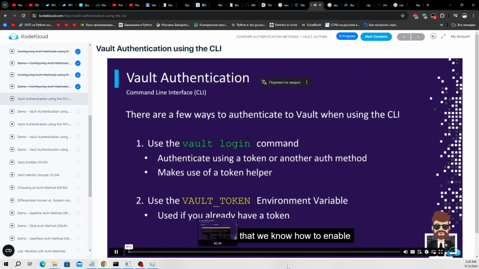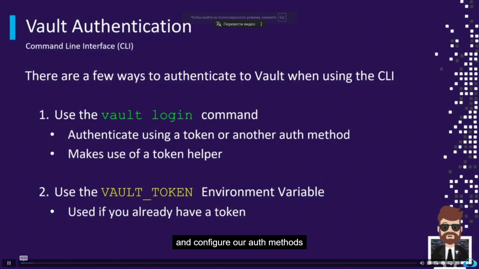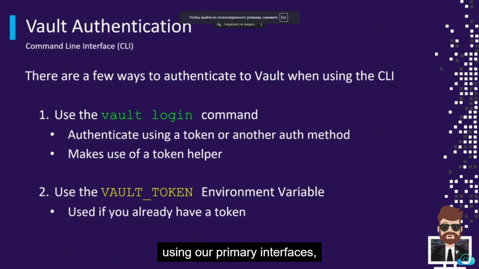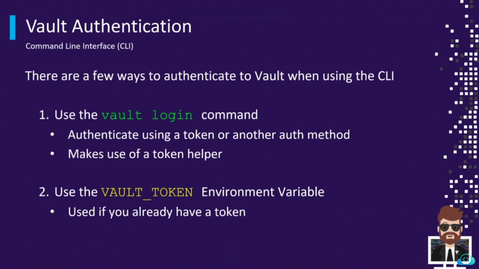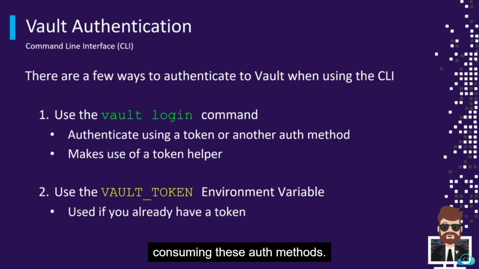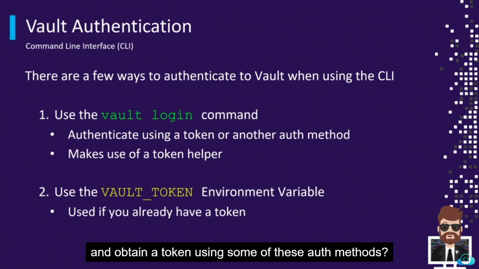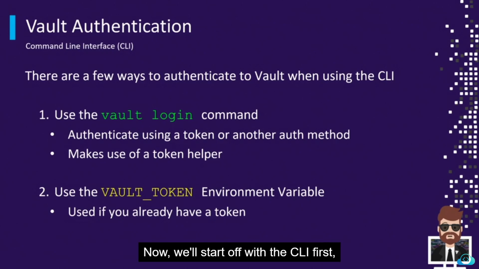All right, so now that we know how to enable and configure our auth methods using our primary interfaces, let's talk about how we start consuming these auth methods. Now that we have something enabled, how do we get a Vault client to go to Vault and obtain a token using some of these auth methods? Now we'll start off with the CLI first, but there are a few ways you can authenticate to Vault when we are actually using the CLI.